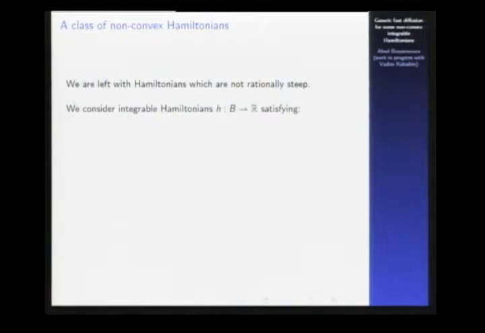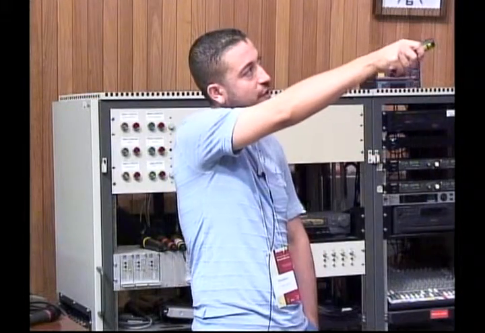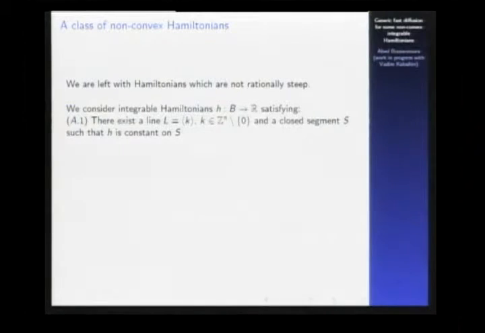And now let me define the class of functions I will be interested in for the rest of the talk. So I consider an integrable Hamiltonian H, defined on a ball in R^n. I assume that there exists a line L, a one-dimensional subspace, which is rational, so a line generated by a non-zero integer vector. And a closed segment S inside L, okay? Such that H is constant on S, okay?